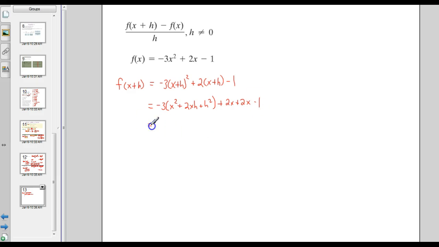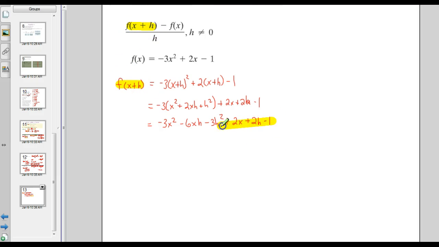Okay, distribute that negative 3 through. We get negative 3x squared. Negative 3 times 2 is minus 6xh. Negative 3 times h squared is negative 3h squared. Alright, and then just the 2x, the 2, that should be an h. 2h minus 1.